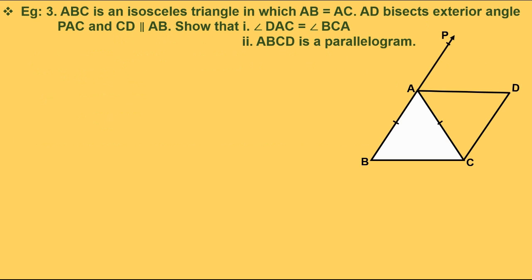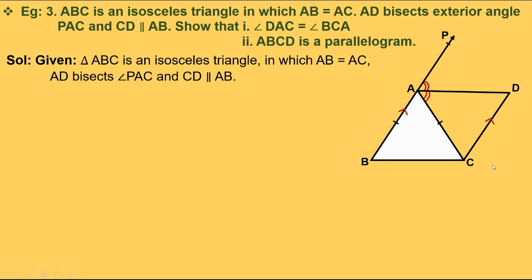Example 3. ABC is an isosceles triangle in which AB is equal to AC. AD bisects external angle PAC and CD is parallel to AB. We need to show that angle DAC is equal to angle BCA and ABCD is a parallelogram. This is the figure given to us.